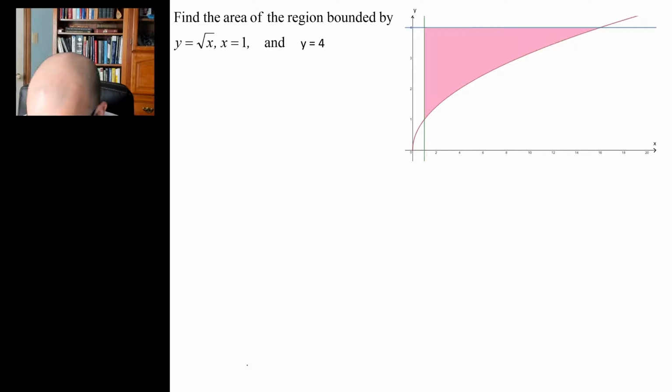Okay, last example for the next topic. We're going to find the area that's bounded by these curves: y equals root x, x is equal to 1, and y is equal to 4.